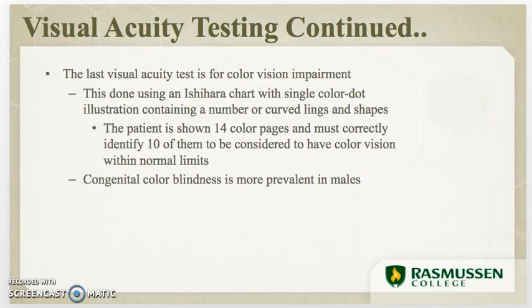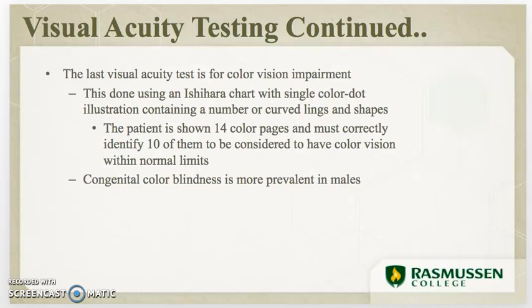And the last visual acuity testing is going to be that of color vision. Now, this is the inability to distinctly differentiate colors of the spectrum. Defects in color vision are either from birth, meaning that you're born with it. They can be inherited, or they're acquired through some disease or injury.